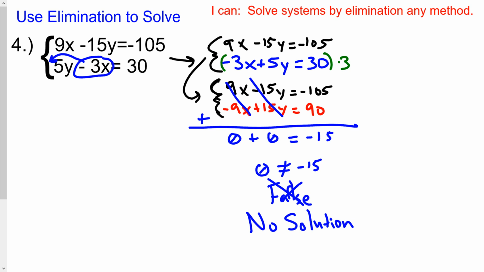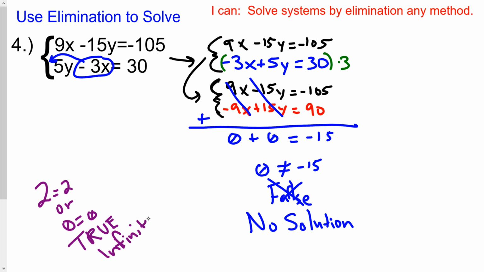And just as a reminder, if we did get a true statement, like 2 equals 2 or 0 equals 0, that is a true statement, and that means there are infinite solutions, or that all real numbers work for x and y. So let's keep that in mind. That's going to be your review for today, guys. Go ahead and jump on to proficiency check number 10 and have at it. You guys have a good one.